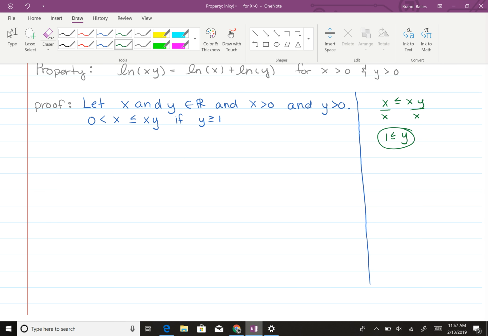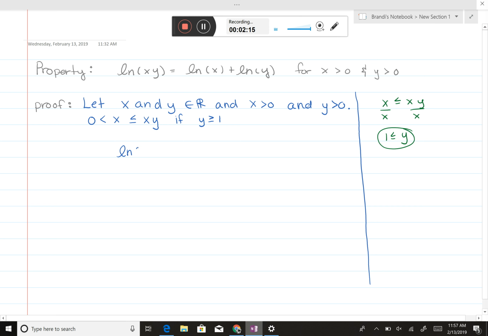Okay, going back to our formal definition, we have that the ln of xy is equal to the integral from 1 to xy of 1 over t dt. Note on the side here that this is sometimes written as the integral from 1 to xy of dt over t. It means the same thing, it's just shorter notation. Alright, now we want to use that additive property. I want to split this integral into two pieces.